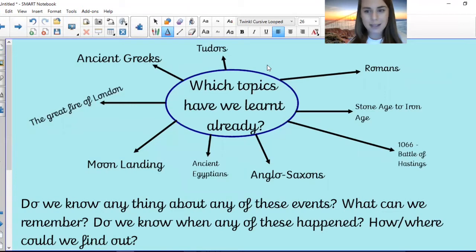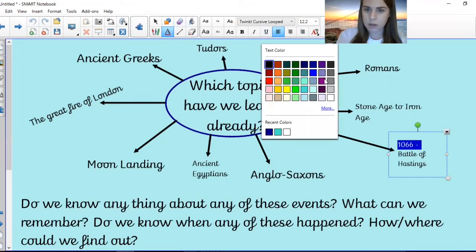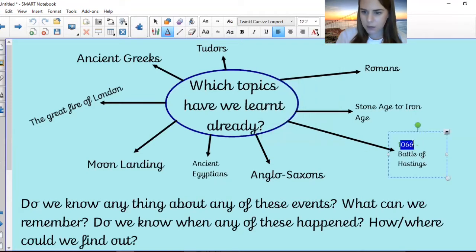Do we know the dates of any of them? Of course, we've already looked at the Battle of Hastings, and I've given you the date for that one. That one's always easy to remember. I don't know why, but it is one of those that we do tend to remember. Are there any others that we know the date for? How could we find the date for them?